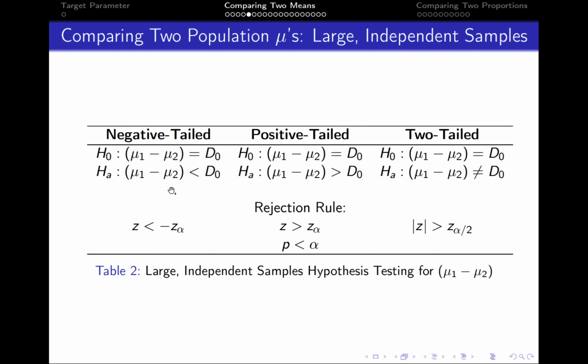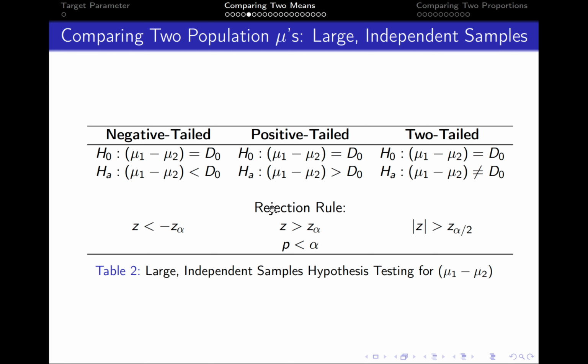If you look at the null hypothesis of these three tests, you will see that they are identical, that the true difference in the population means is equal to d0. And as for the alternative hypothesis, in case of the negative tail test, it will be that the difference is lower than d0. In case of the positive tail test, the alternative hypothesis will specify that the difference in the population means is higher than d0. And as for the two-tail test, the alternative hypothesis is that the difference is not equal to d0.